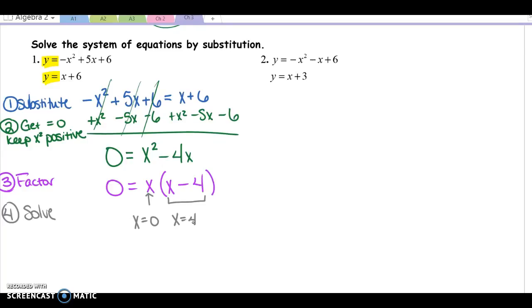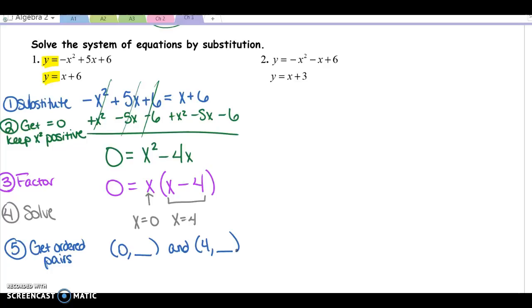Now, normally we would be done, but this is a system of equations. That means these solutions are the ordered pairs where these two things would meet on the graph. So, our last step is to get the ordered pairs. These two things are going to meet at 0, something, and 4, something. The x values are going to be 0 and 4. We need to find the corresponding y values by plugging the x values in.